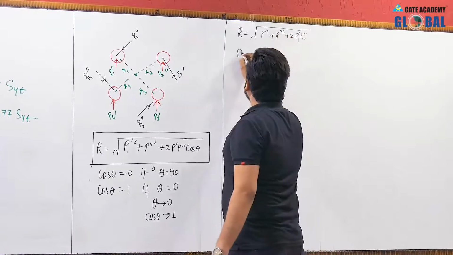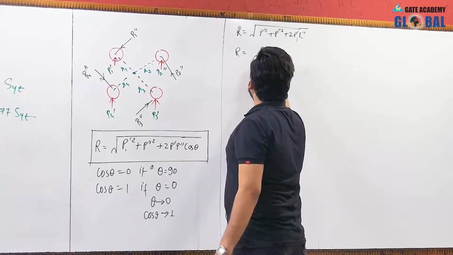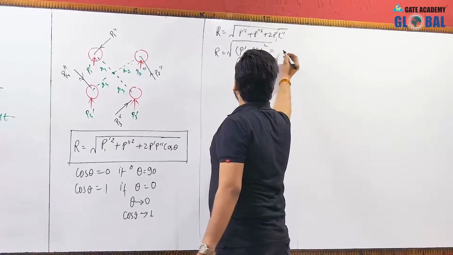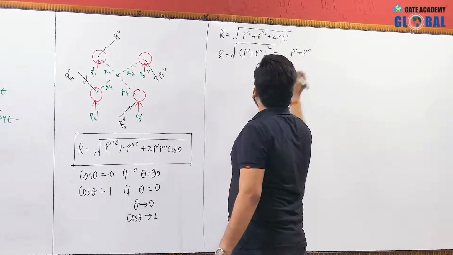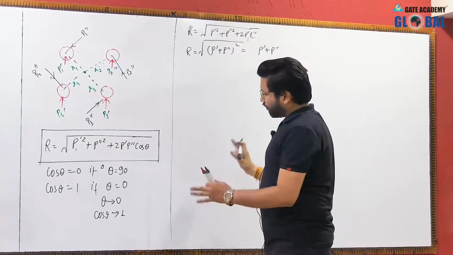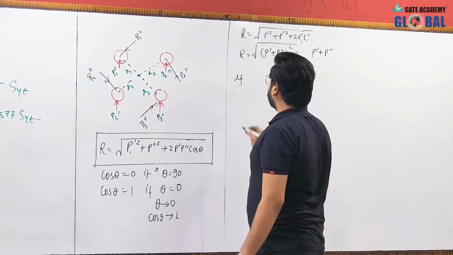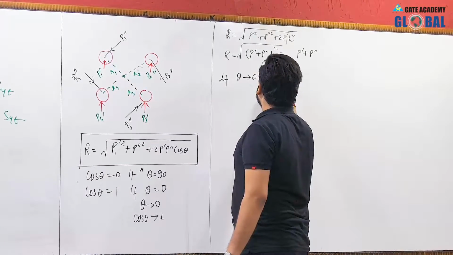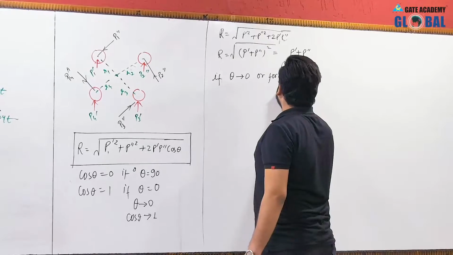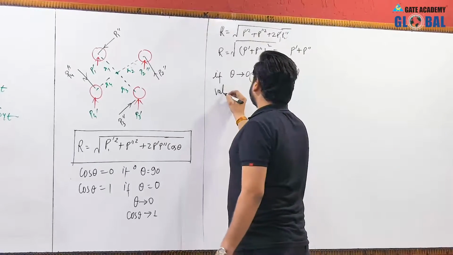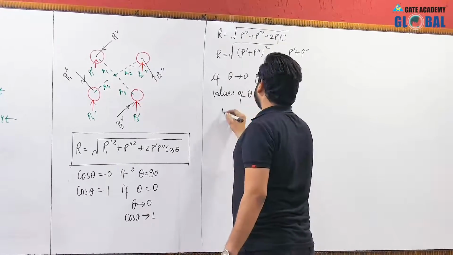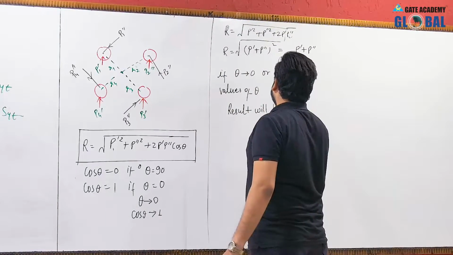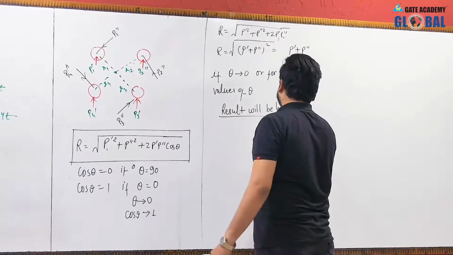So this will lead to a solution like this: P dash plus P double dash, whole square. On solving, this will be P dash plus P double dash. So if theta is tending towards 0, or for small values of theta, the resultant will be high. Why am I telling you this?